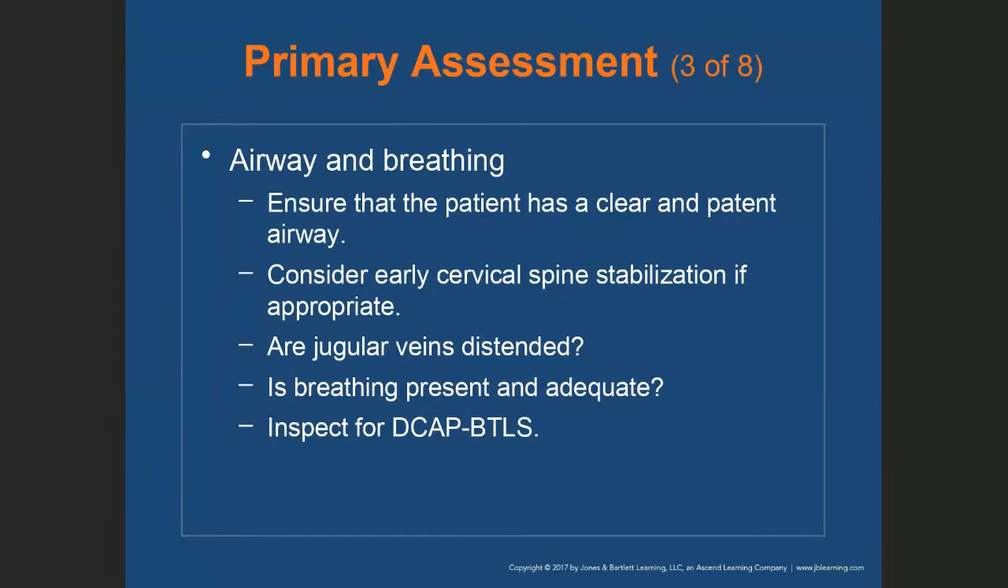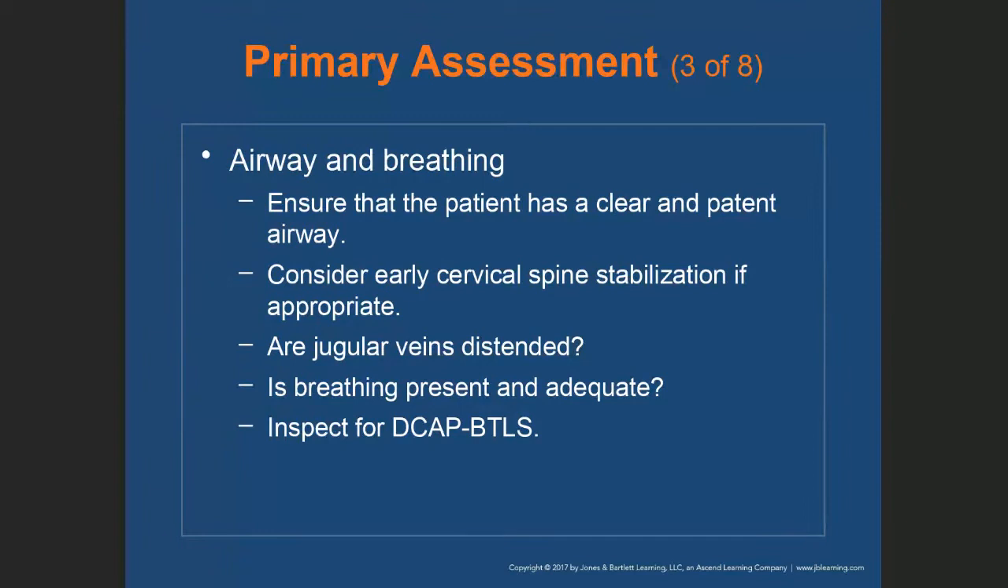So after you have assessed the patient's level of consciousness and you have assessed the upper airway, the next phase is to assess the upper airway and the lower airway and manage appropriately. So ensure that the patient has a clear and patent airway. Consider early cervical spine stabilization if appropriate. Are jugular veins distended? And there are a couple conditions that can cause the jugular veins to become distended.